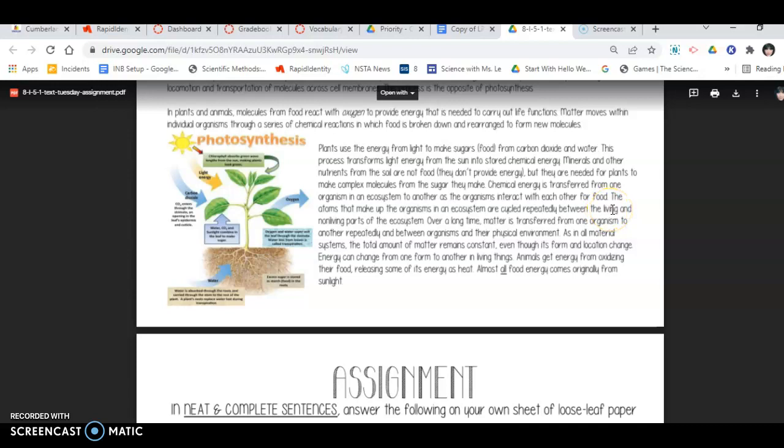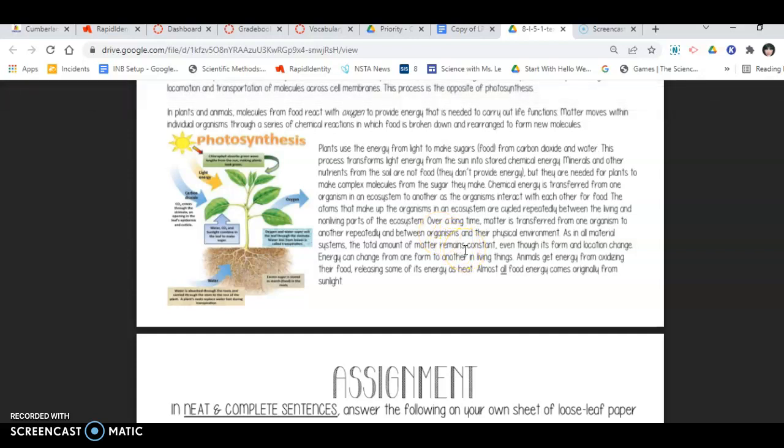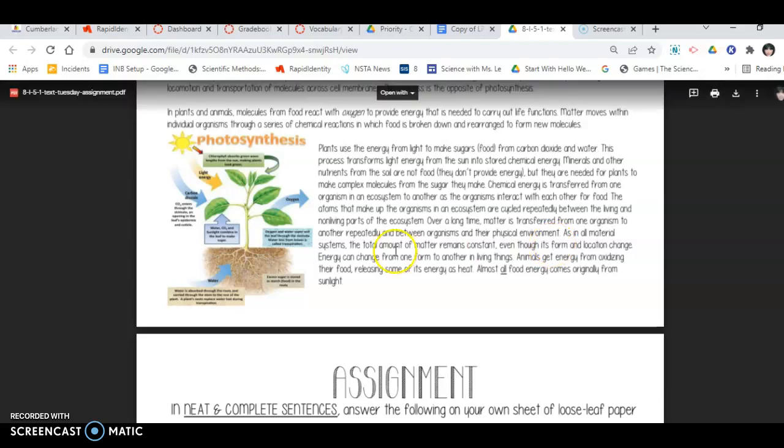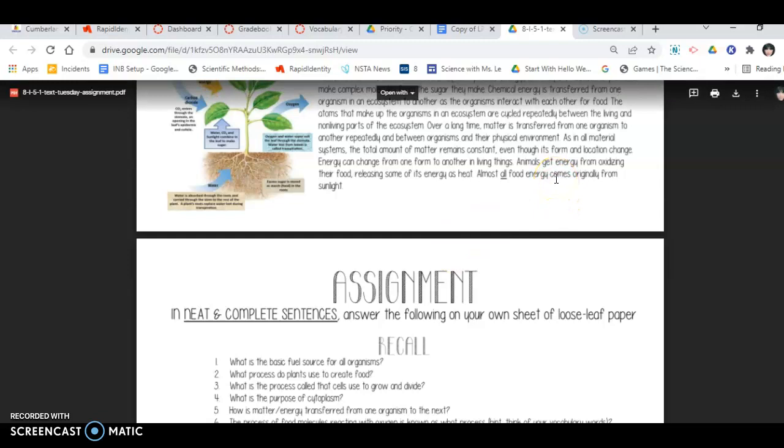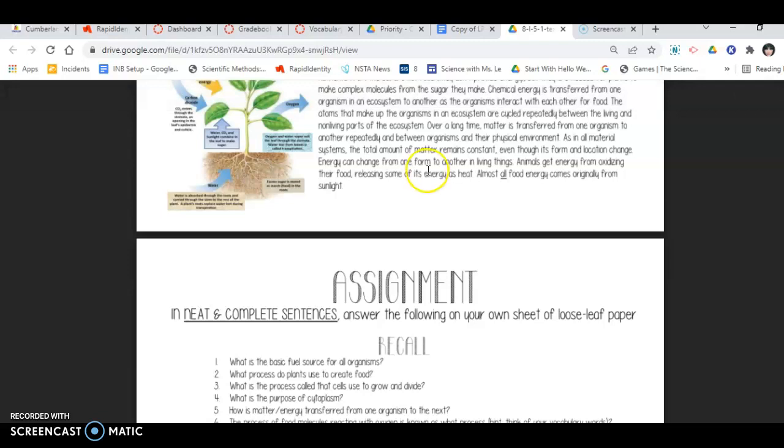Living is our biotic parts, non-living is our abiotic parts, right? Over a long time, matter is transferred from one organism to another repeatedly and between organisms and their physical environment. As in all material systems, the total amount of matter remains constant, even though its form and location change. Energy can change from one form to another in living things. Animals get energy from oxidizing their food, releasing some of the energy as heat, and almost all food energy comes originally from sunlight.